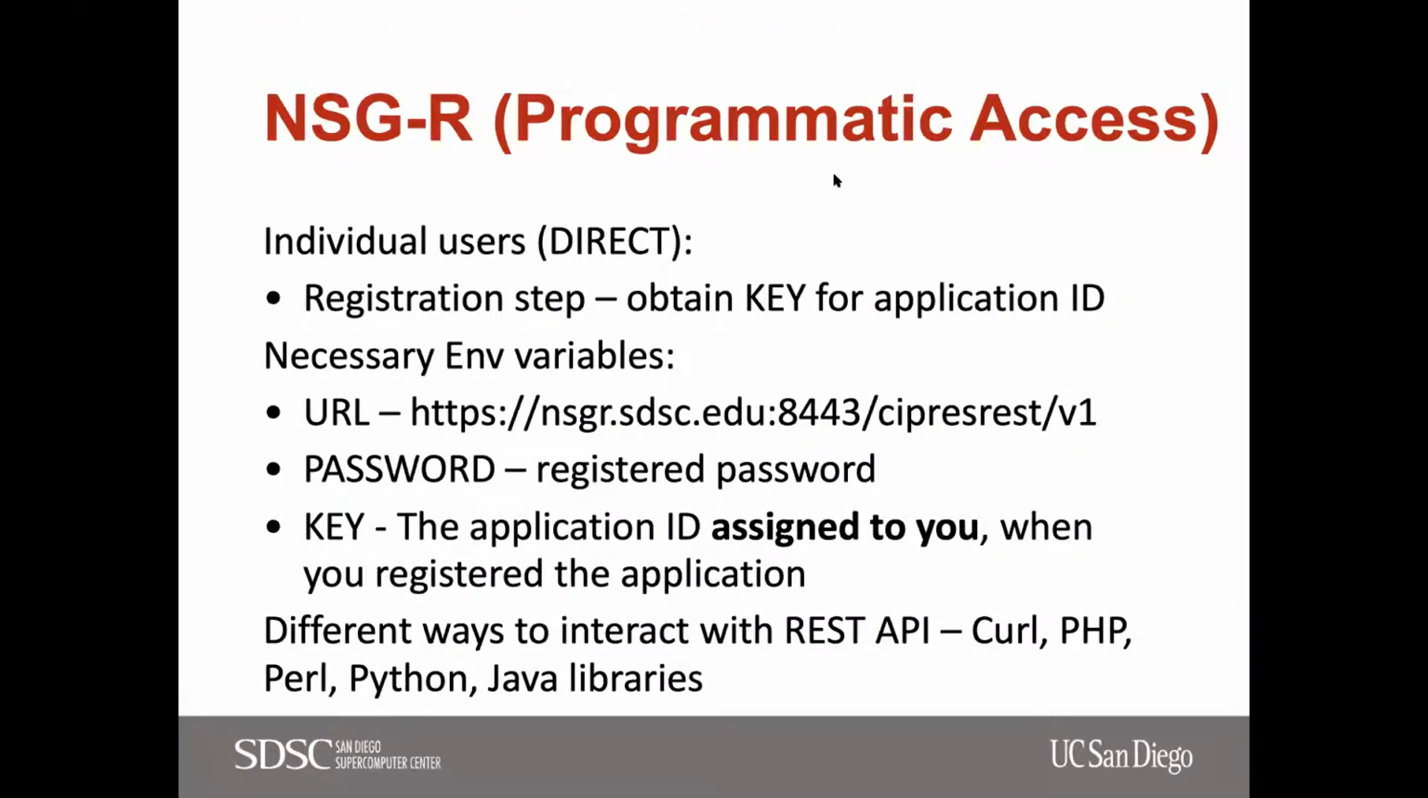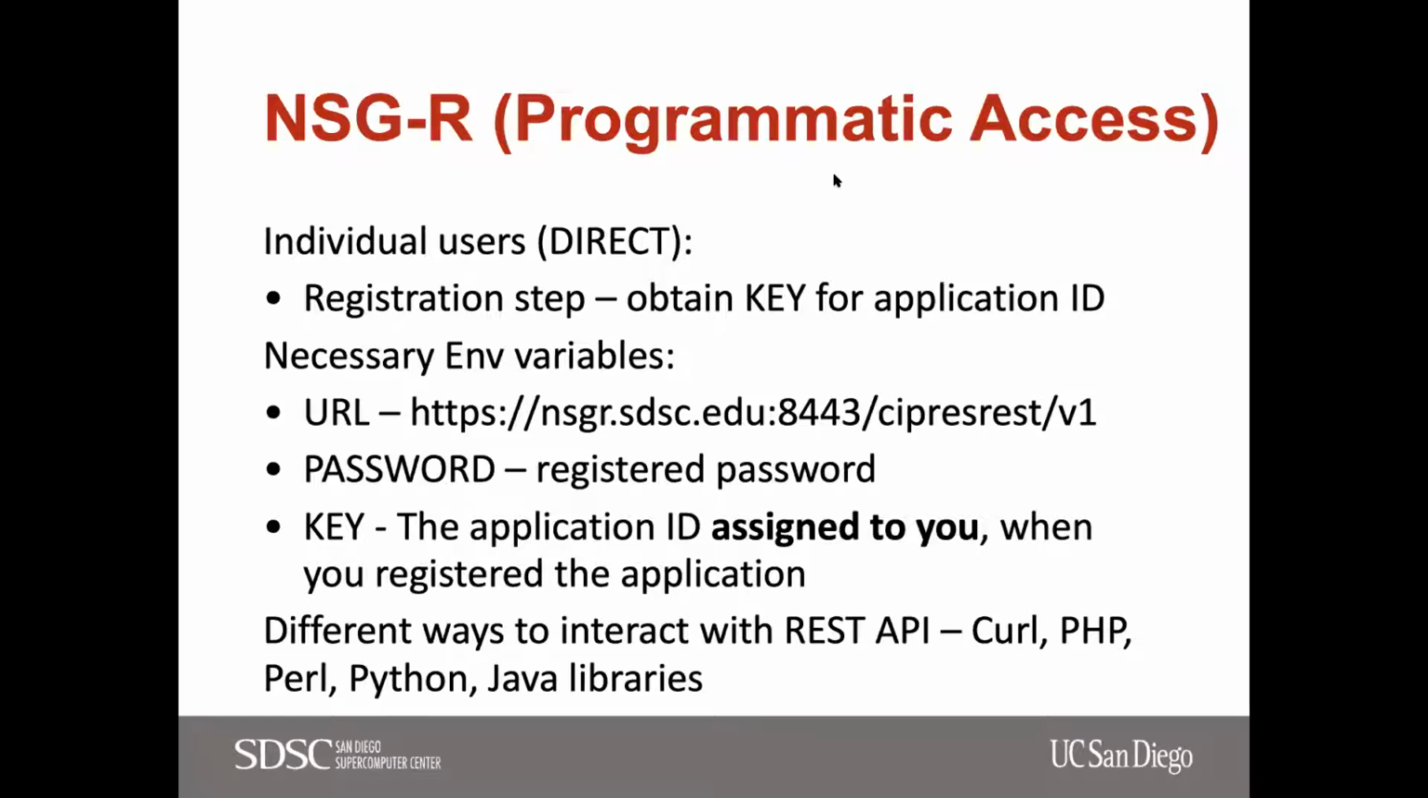So other than using the portal, as I mentioned, the other way of using the NSG is through programmatic access with REST services. For this purpose, I'm just going to show how an individual user will use it, and not the community projects through the umbrella accounts. For individual research users, you would have an additional registration step where you will obtain a key for your application ID.